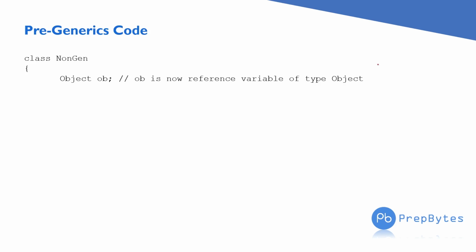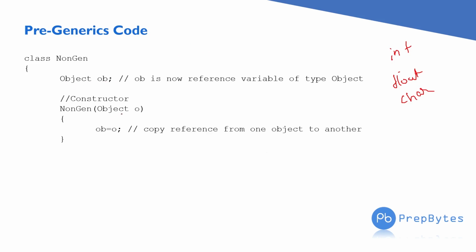So if I want to initialize this object with an integer, I can do that because the Object class is a parent class of Integer. Object class is also a parent class for Float, Double, Char, and String. Therefore I am using a reference variable of the Object class here. Next, we create a constructor for initializing it.